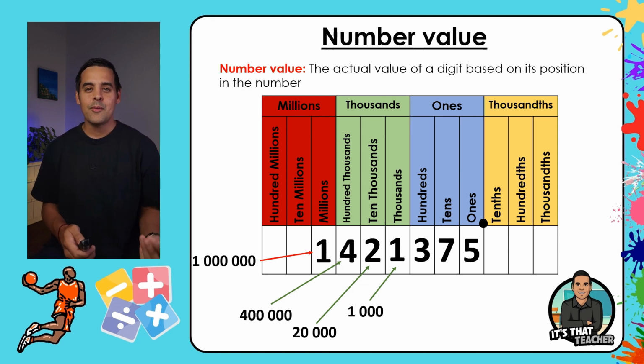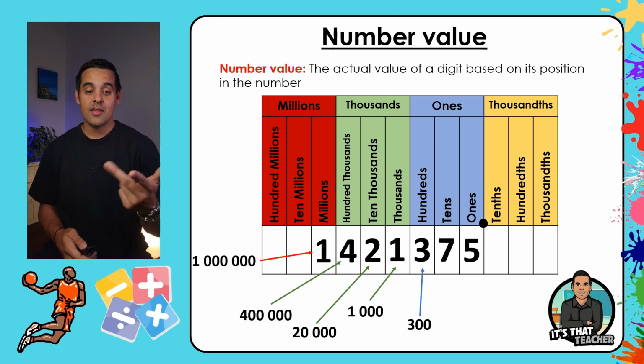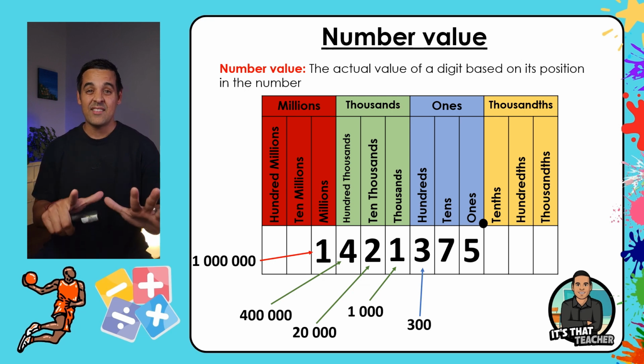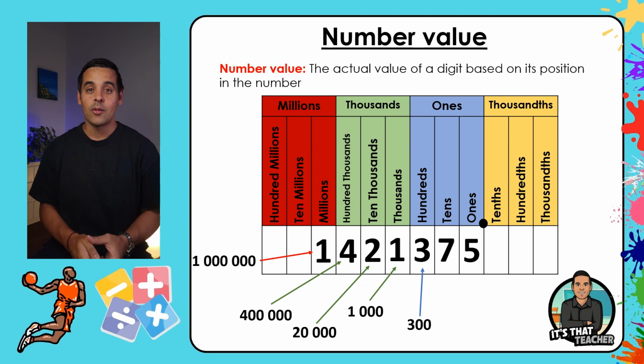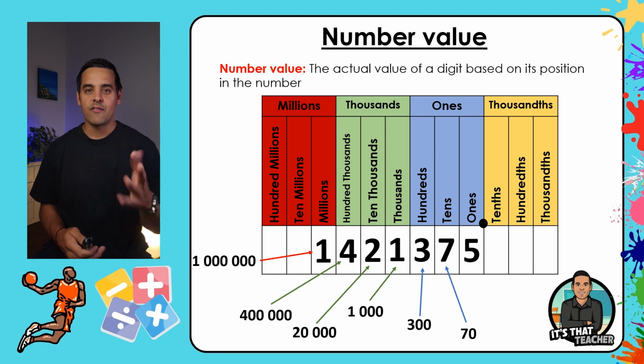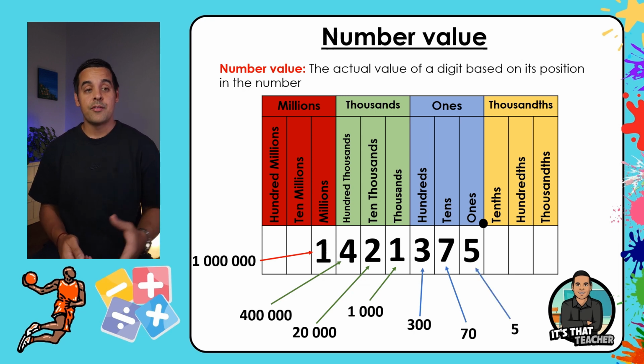Remember, if you say the number out loud, it's way easier. So there's 7 in the tens column. That would be 70. 10, 20, 30, 40, 50, 60, 70. 7 in the tens column would be 70. The number value of that would be 70. Finally, the last one, in the ones column, there's 5 ones. Very simple. 1, 2, 3, 4, 5. So the number value of that 5 would be 5.